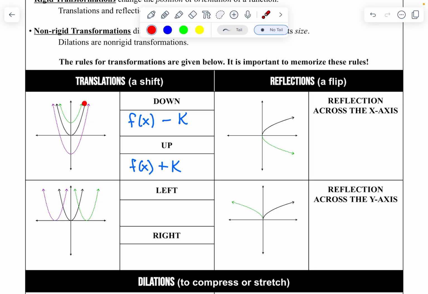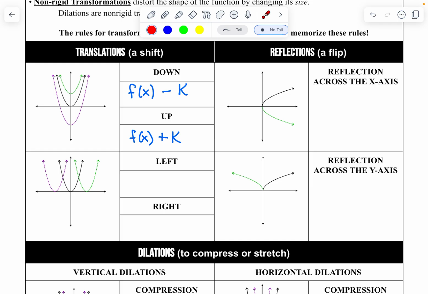This is our parent function. So all we did was take this and slide it up if we had a number outside the main function operation being added, or slide it down if we had a number being subtracted. If we want to shift left or right, we refer to that as the h value in Algebra 2.